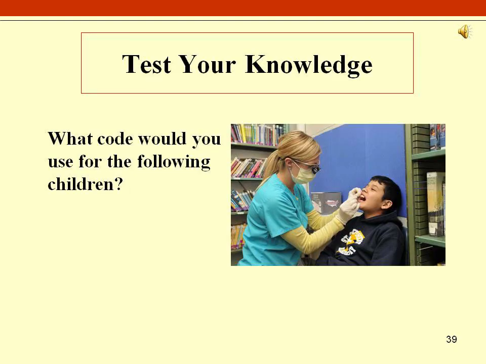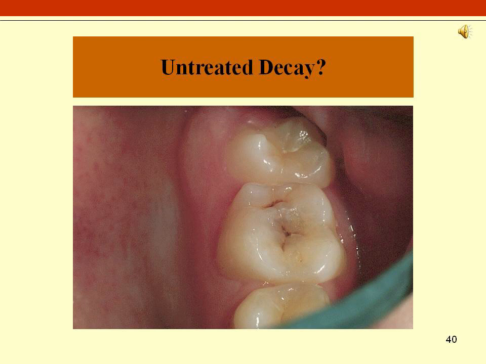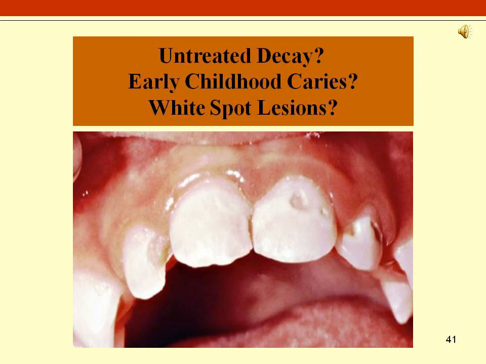Let's take a look at some photos and try some simulations. How would you mark this one? Would you consider it untreated decay? Sure. The presence of darkness on the first molar and the loss of at least a 0.5 millimeter of tooth structure indicates that category. How about this one?